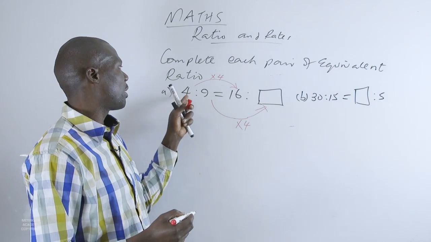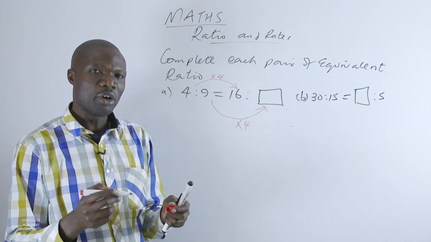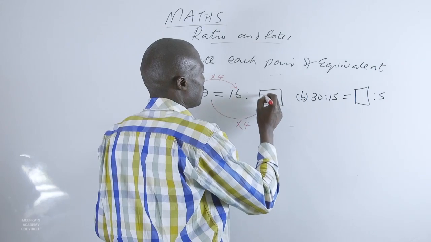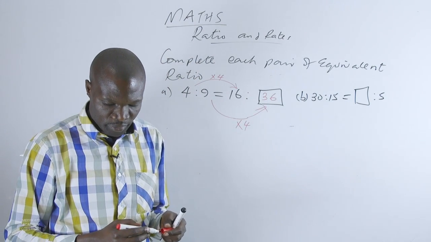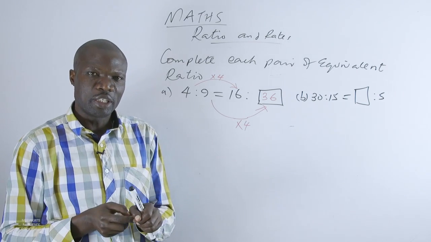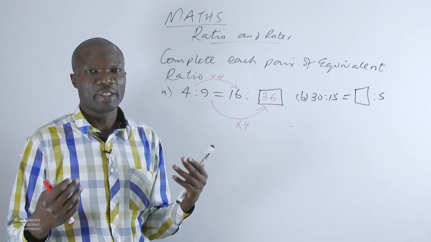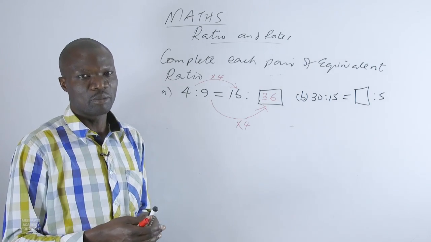So we have multiplied 4 by 4. We shall also multiply 9 by 4. When you multiply 9 by 4, what you get is 36. So that 36 is the number that is missing, and that is the number we are looking for. So we multiplied both the numbers by 4.